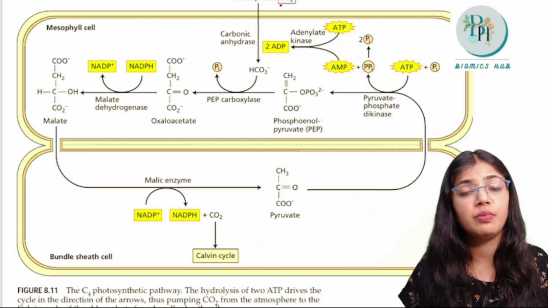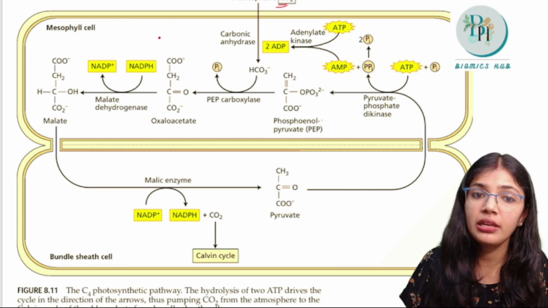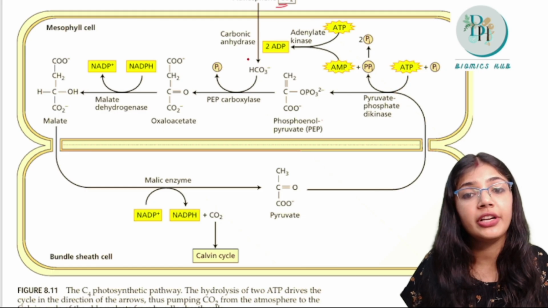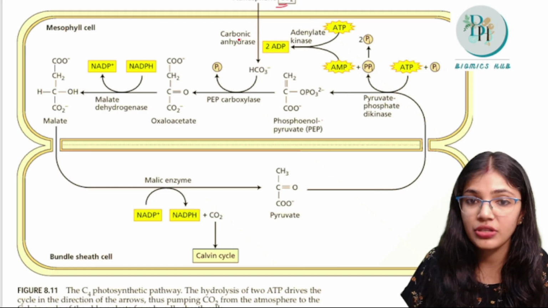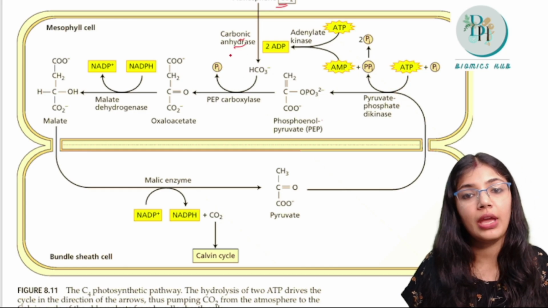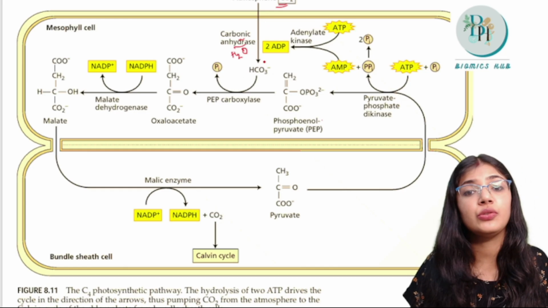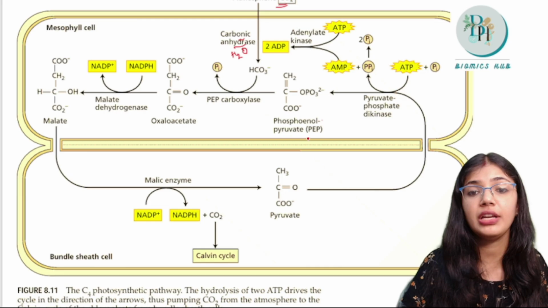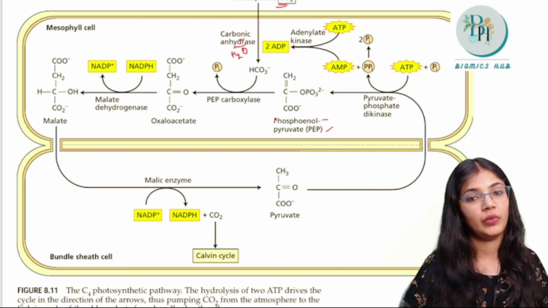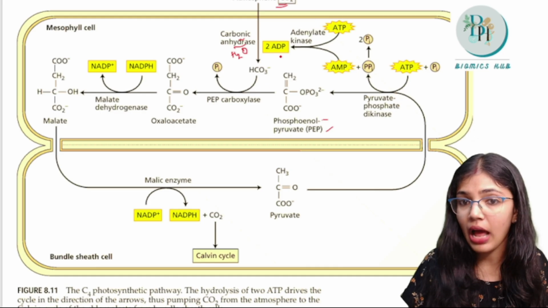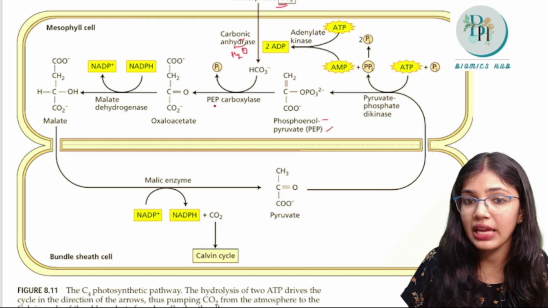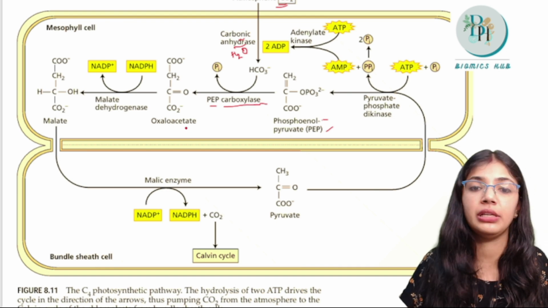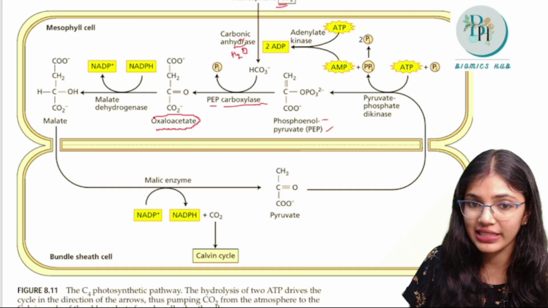So in the atmosphere, carbon dioxide is present and it is taken into the mesophyll cell. After the transfer, this carbon dioxide is converted into bicarbonate in the presence of the enzyme carbonic anhydrase, and it requires H2O, water. The first compound which can accept this carbon in the form of bicarbonate is phosphoenolpyruvate. After receiving it, in the presence of the enzyme PEP carboxylase, it is converted into a 4 carbon containing compound known as oxaloacetate.